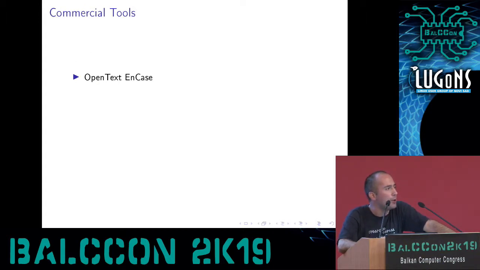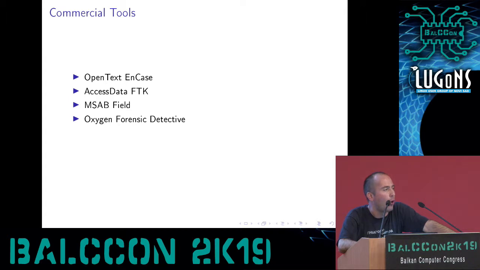So there are some commercial tools available. The most well-known commercial tools used for computer forensics are EnCase by OpenText and Forensic Toolkit by Exterro. There are a lot of tools which can be used for mobile forensics. I'm going to mention just a few. It can be MSAB XRY, Oxygen Forensic Detective, or Cellebrite UFED.